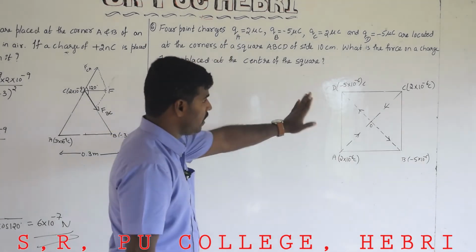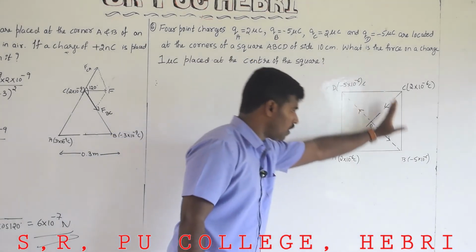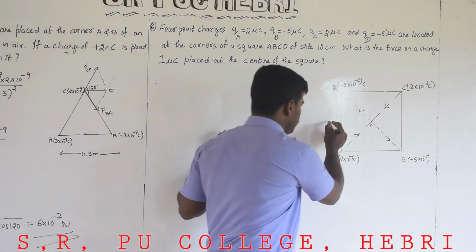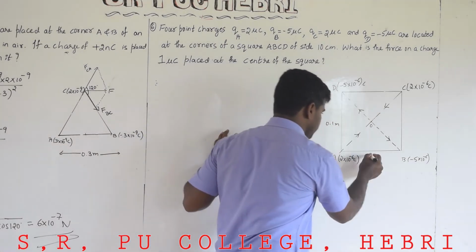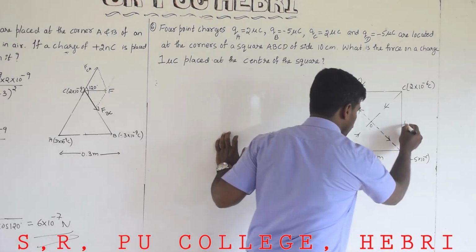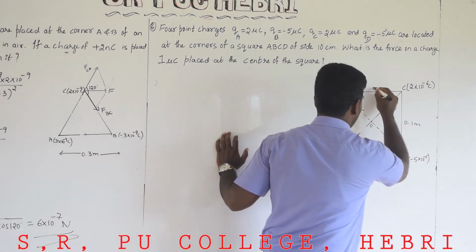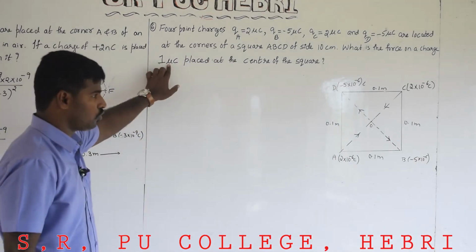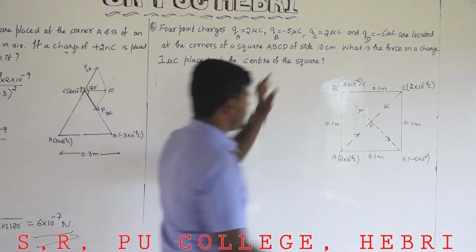corners of a square. ಈ ಎಲ್ಲ ಚಾರ್ಜಸನ್ನು ಕಾರ್ನರ್ ಆಫ್ ದ ಸ್ಕ್ವೇರ್ ಅಲ್ಲಿ ಇಟ್ಟಿದ್ದೀರಿ. ಆಫ್ ಸೈಡ್ ದೇ ಆರ್ ಗಿವನ್, ಈಚ್ ಸೈಡ್ ವಿಲ್ ಬಿ 10 centimeter means 0.1 meter. All the sides will be 0.1 meter. Now what is the force on a charge 1 microcoulomb placed at the center of the square.